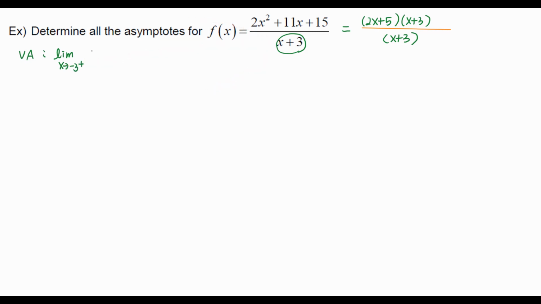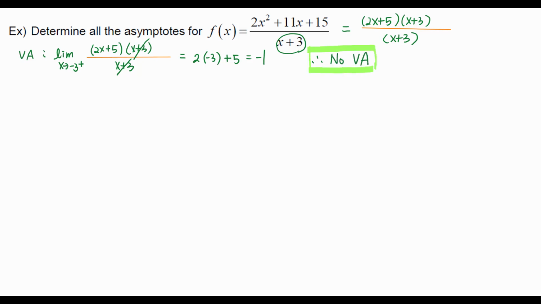Let's go from the right of this function. I'm going to use the factored form, which is quantity 2x plus 5 times quantity x plus 3 over quantity x plus 3. And as the x plus 3's get canceled, the limit would be 2 times negative 3 plus 5, which is negative 1. And because the limit is not positive infinity or negative infinity, this tells me there is no vertical asymptote.